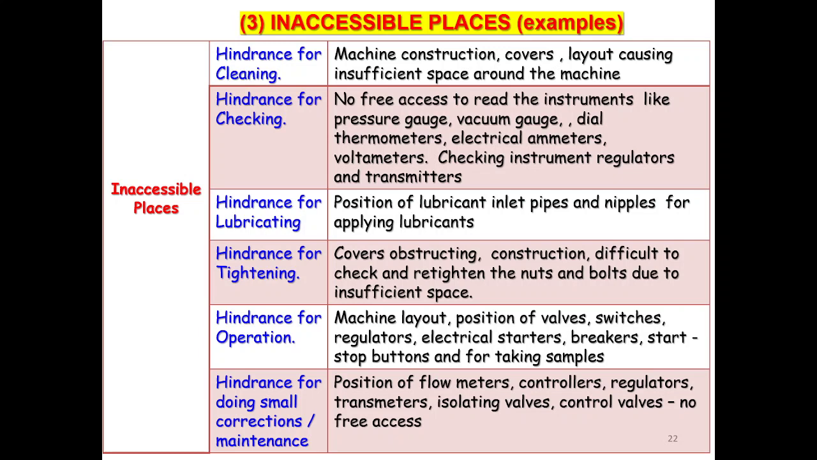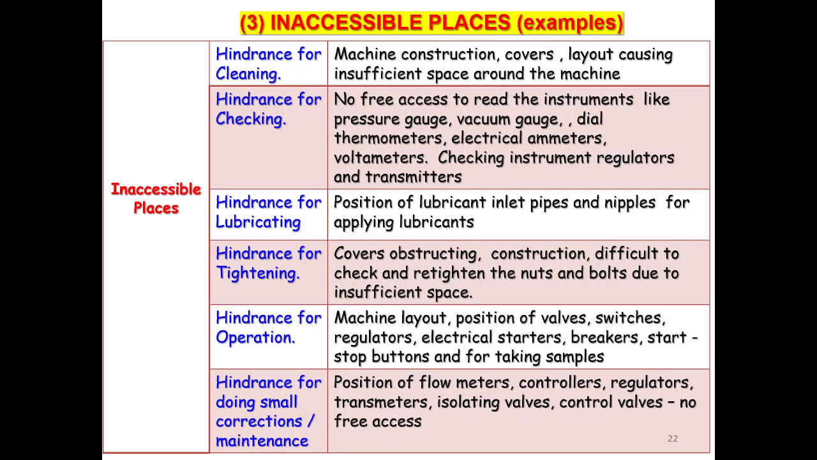Next abnormality is inaccessible places. Let's see some examples of inaccessible places. First is hindrance for cleaning, due to machine construction and layout causing insufficient space around the machine for cleaning purpose. Next is hindrance for checking. There is no free access to read the instrument readings like pressure and vacuum gauges, dial thermometers, electric meters, voltmeters, and some checking instruments, regulators and transmitters, etc.